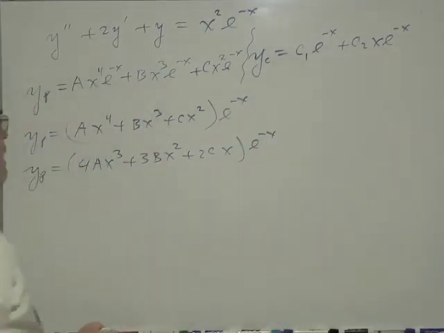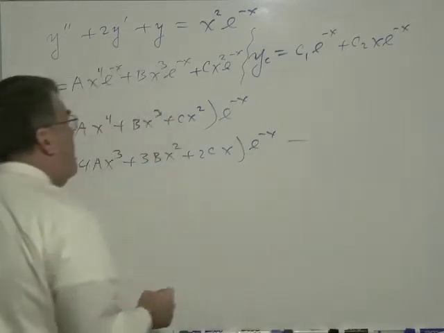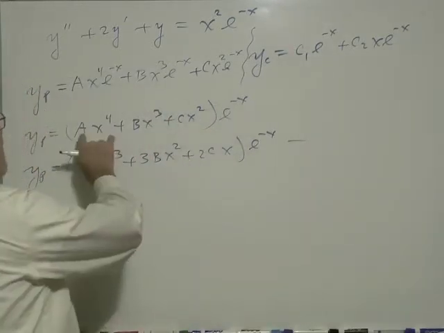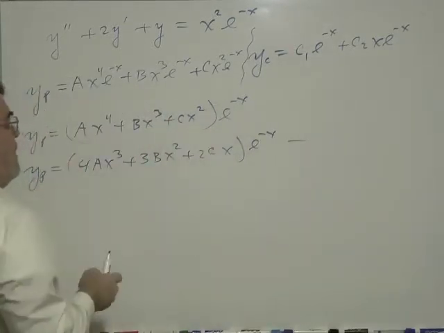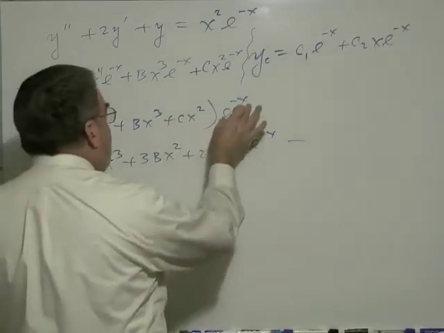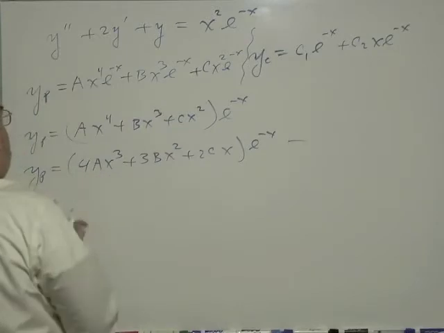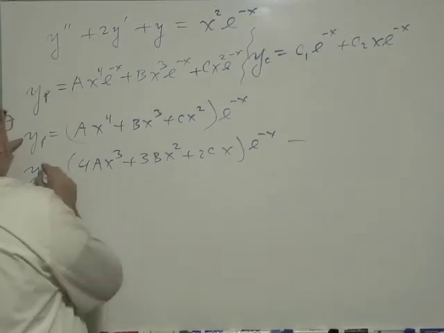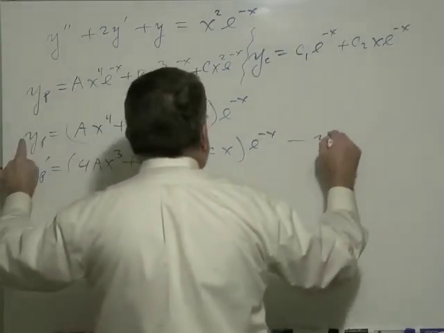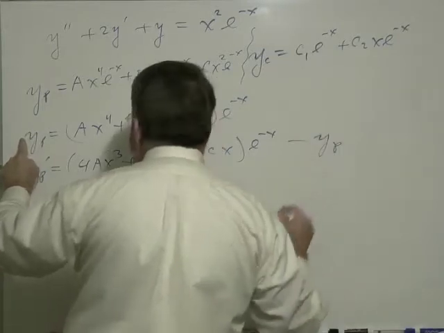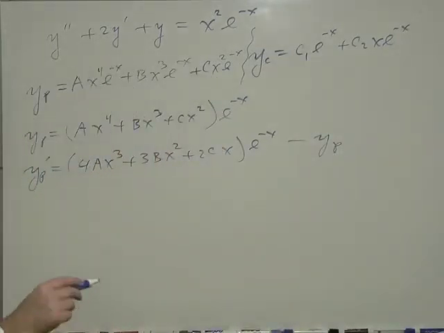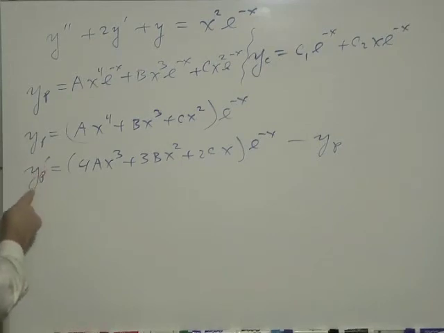And then we have minus e to the minus x times this term. Well, think about that. This is minus e to the minus x times this parentheses, and that's minus y particular, isn't it? Alright, so let me fix something here. I just noticed that I forgot to put my derivative mark. So this is y prime particular.